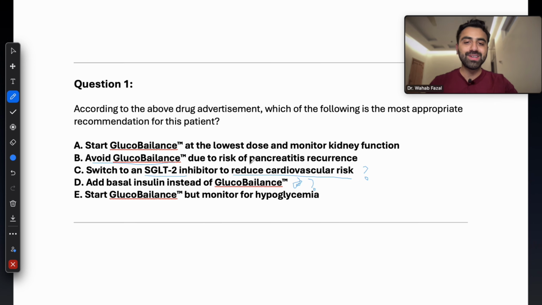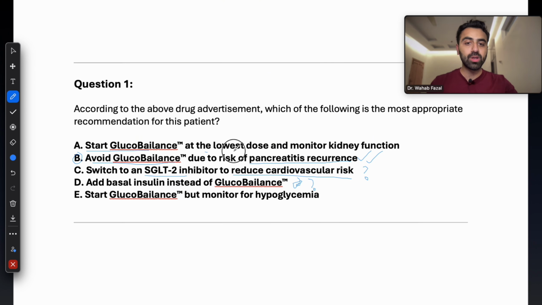Avoid glucobalance because of risk of pancreatitis recurrence. I think this is the correct option. That is a contraindication, a black box warning. We read it in the drug ad. Therefore, for this question, B is the correct answer. Remember, for these questions, you're going to do a lot of back and forth. Let's read the first question as well.